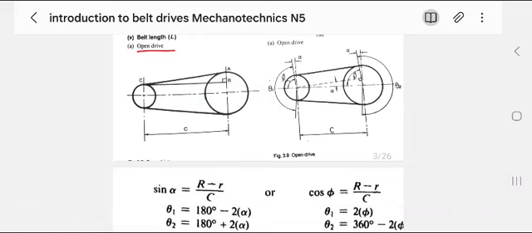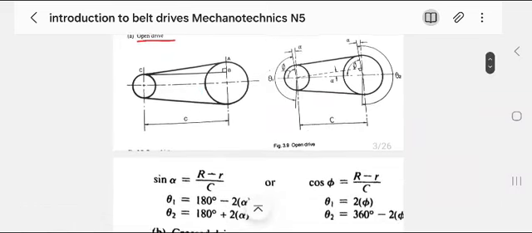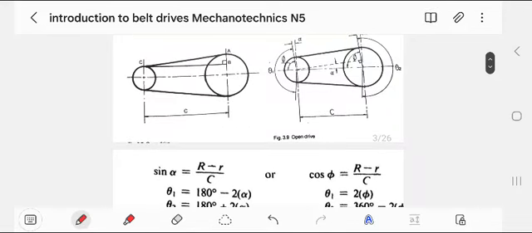As you can see here, we have theta on the small pulley. We have theta 1 written there, and then theta 2. The arrow shows theta 1 like that. As you can see, we have given those theta 1 and theta 2. Take a note there.